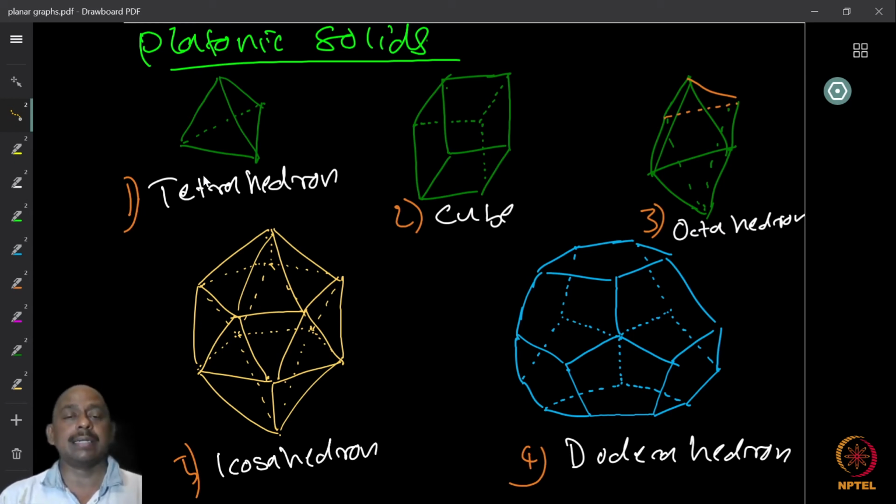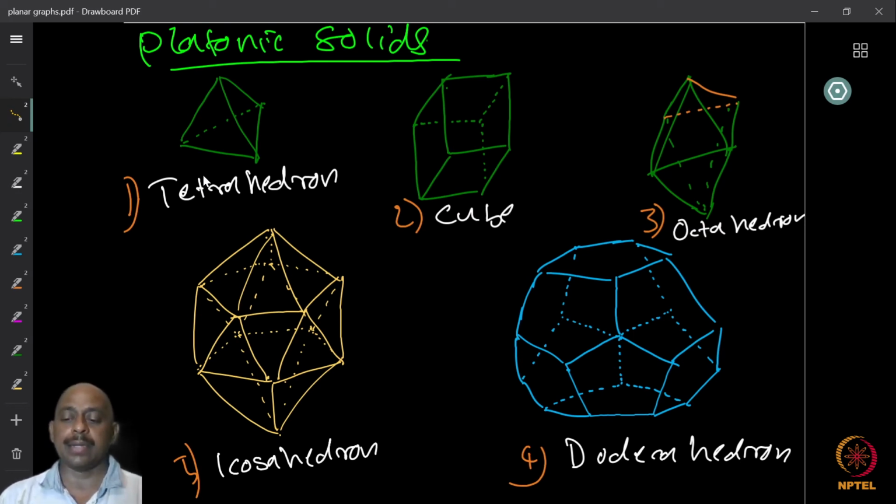Now, the vertices of the graph, edges of the graph, and faces of the graph are called vertices, edges, and faces because this also has something to do with these shapes. So you have these Platonic solids. First one is the tetrahedron. Second one is the cube, which we are all familiar with. It has 8 vertices, 12 edges, and 6 faces.